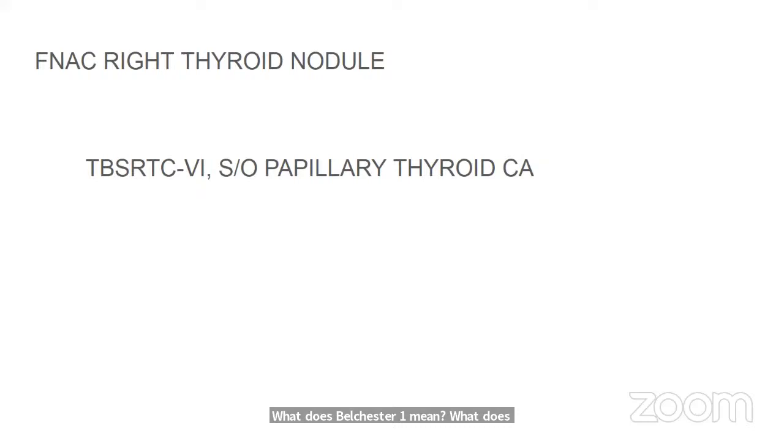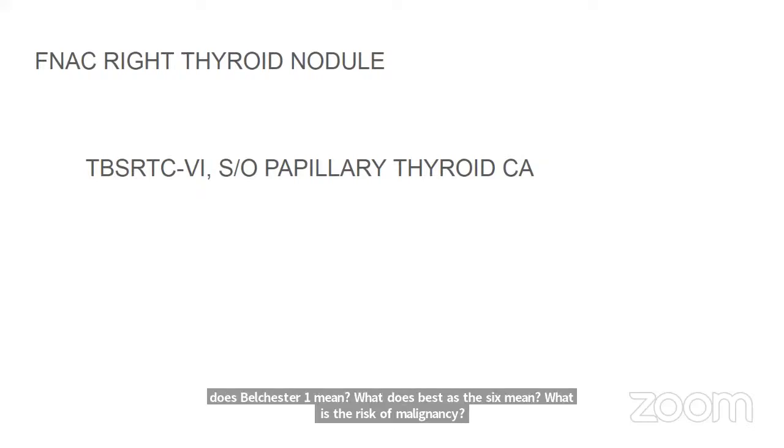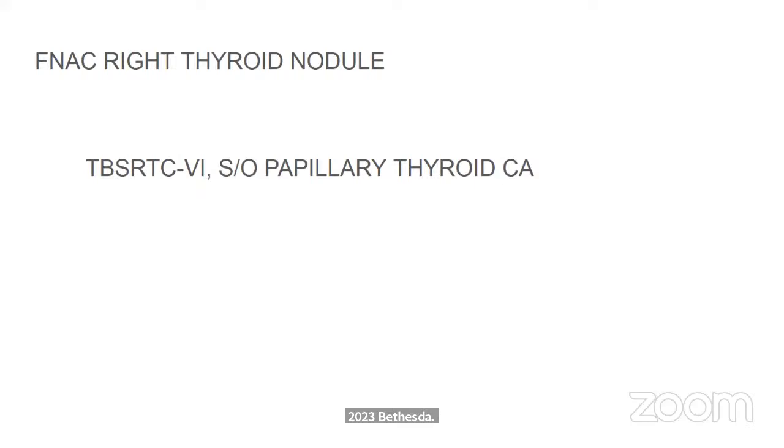According to the third edition, Bethesda 2023, Bethesda 1 is non-diagnostic, Bethesda 2 is benign, Bethesda 3 is atypia of undetermined significance. Previously, AUS and FLUS were there. Now it is only atypia of undetermined significance, and it is further divided into nuclear atypia or other atypia. Nuclear atypia carries more cancer risk. Bethesda 4 is follicular neoplasm. Previously, suspicious follicular neoplasm was also there in Bethesda 4. Bethesda 5 is suspicious for malignancy, and Bethesda 6 is malignant.